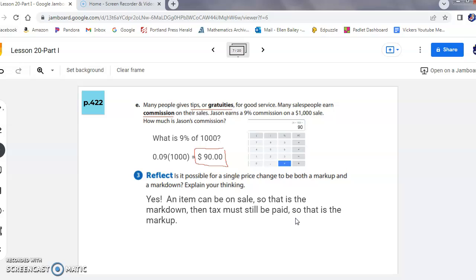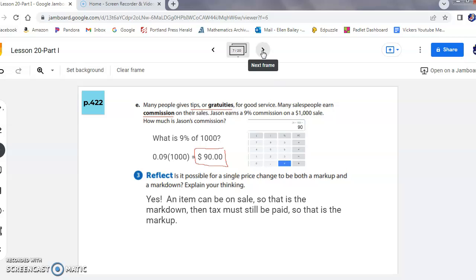All right, let's look at the reflect. Is it possible for a single price change to be both a markup and a markdown? Explain your thinking. So you can see I have it right here. Yes, an item can be on sale, so that is the markdown. Then tax must still be paid, so that's the markup. Happens almost every time you buy something.